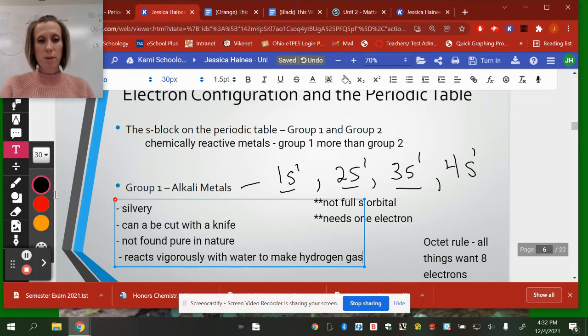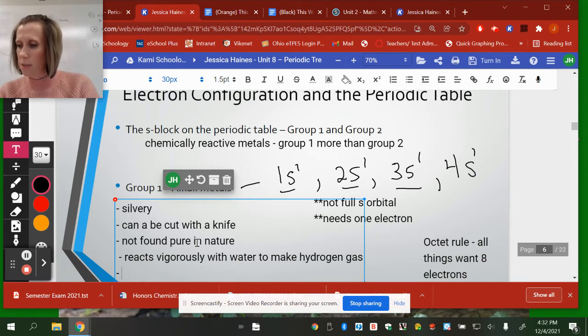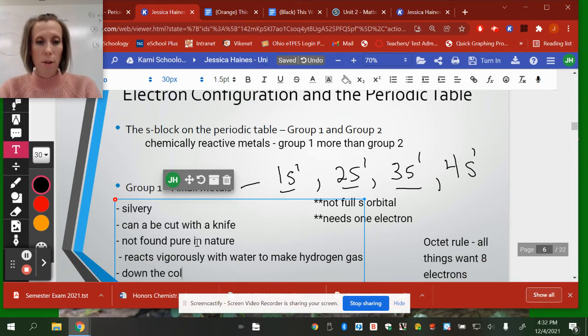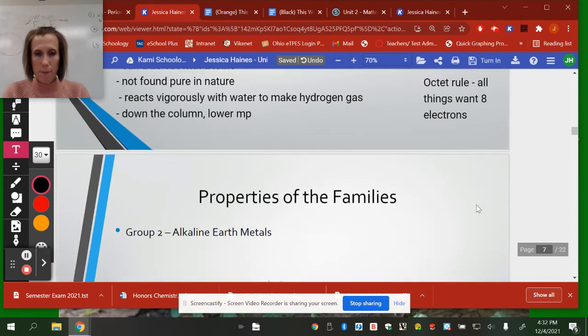So this is a reason why they're not found pure in nature, because they would react with the water in the air and then they would be exploding all over the place. So they combine with things instead of being pure in nature. They're stored in kerosene, like I said, not necessarily we need to put that down. And down the column, they have lower melting points, MP melting points. Write it out if you're not going to remember what MP is. So they become softer and more reactive as you move down the column. So those are the alkali metals.